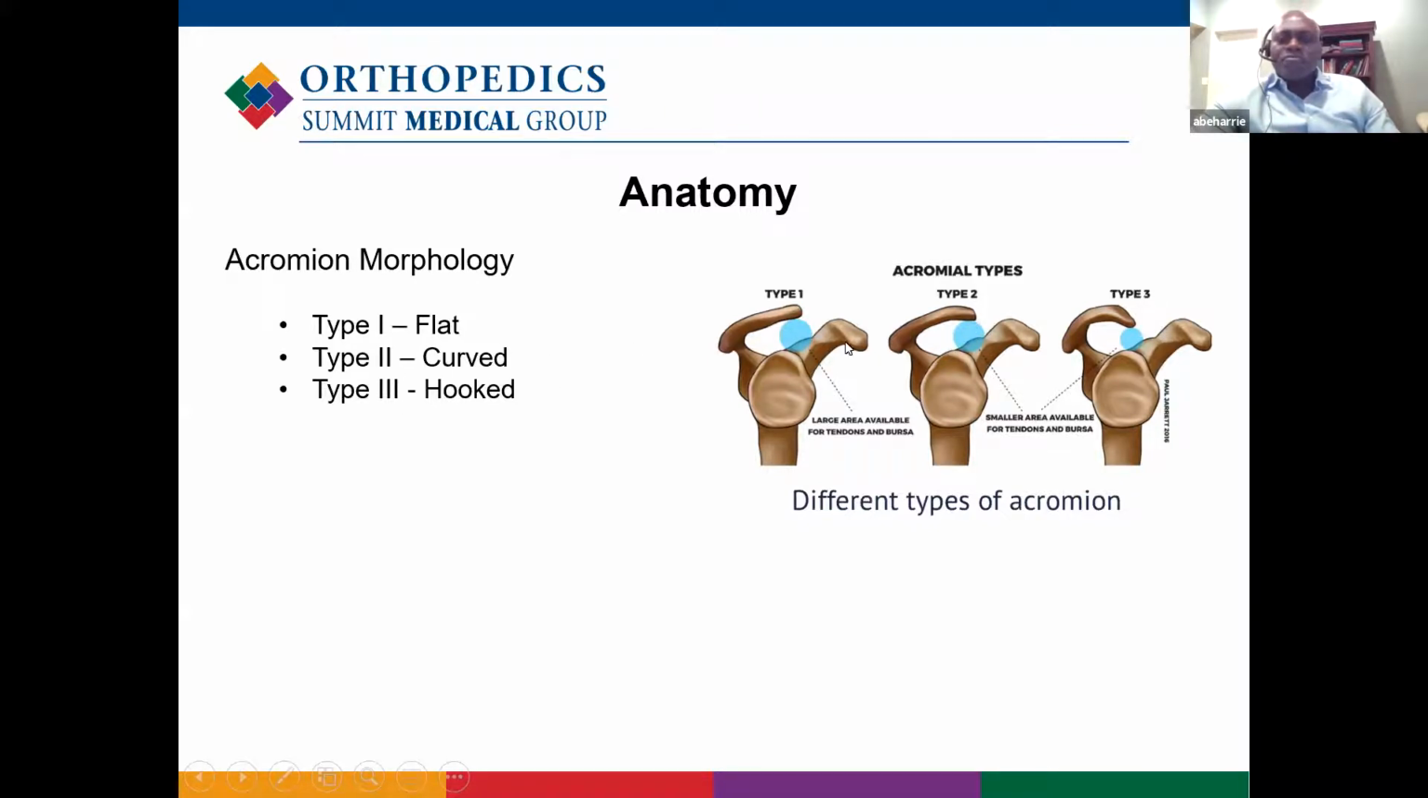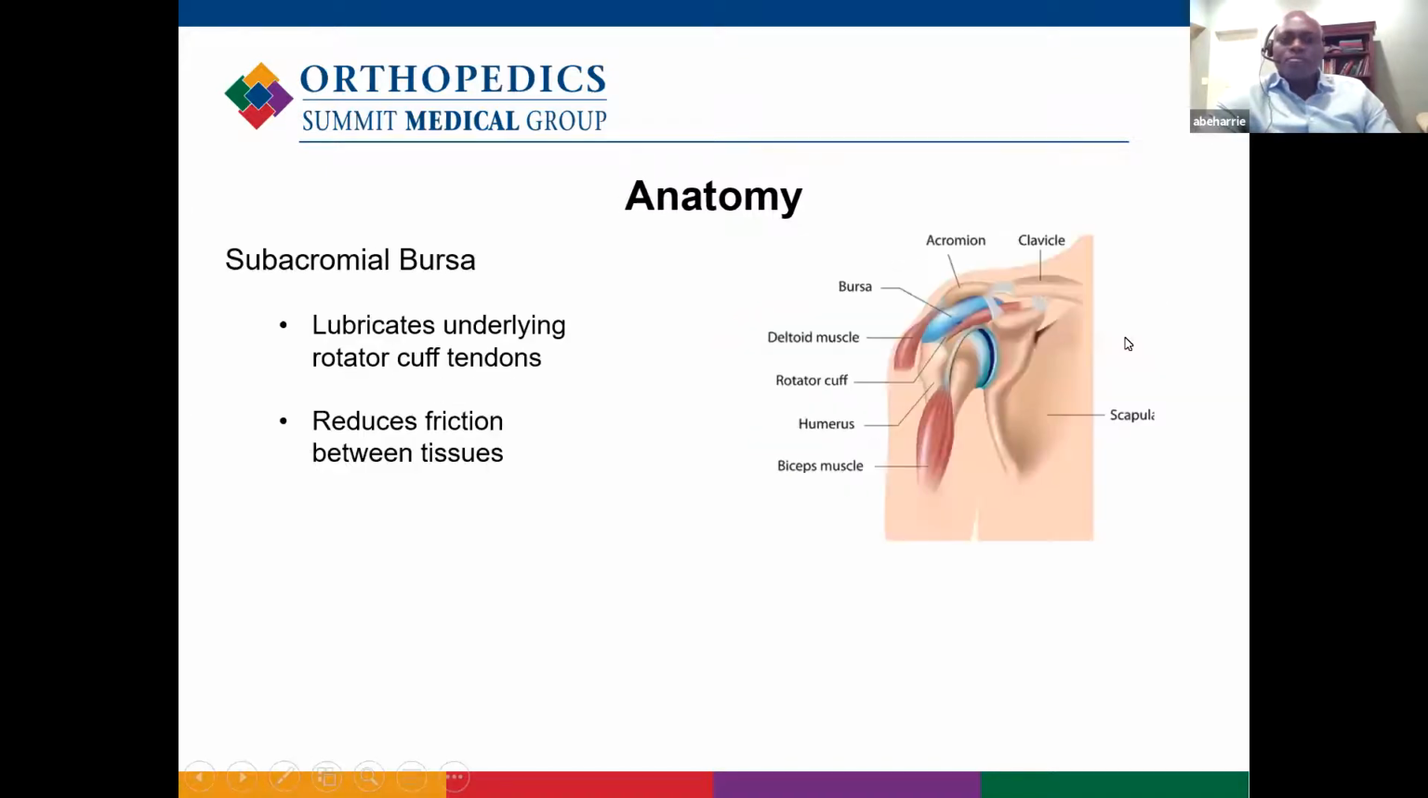But there's a type 3 where there's a hook to the acromion. You hear us referring to patients having a bone spur in the shoulder. That bone spur is really when they have this hook that points down into the rotator cuff. And you can imagine that when it digs down into the rotator cuff, over time, it can cause damage.